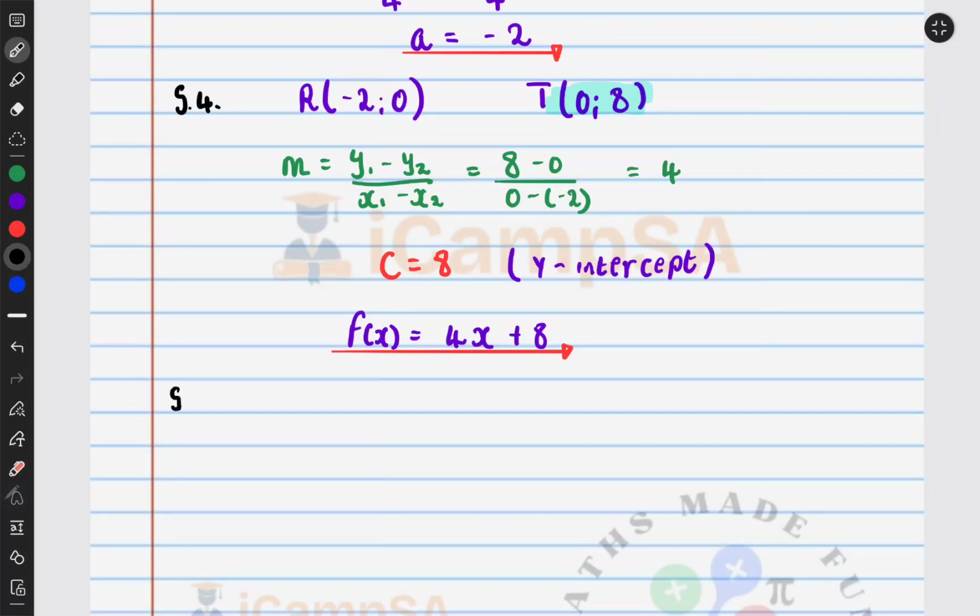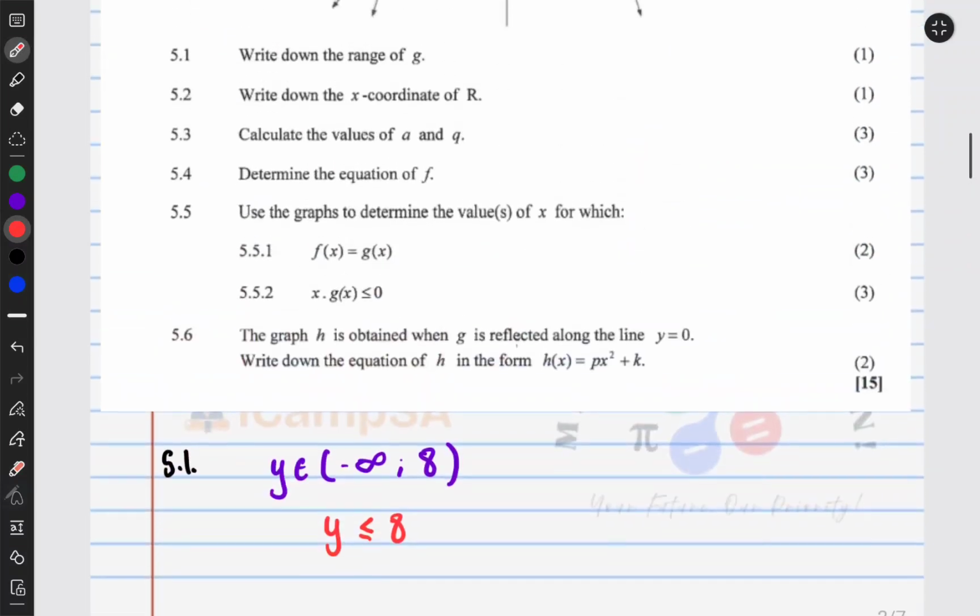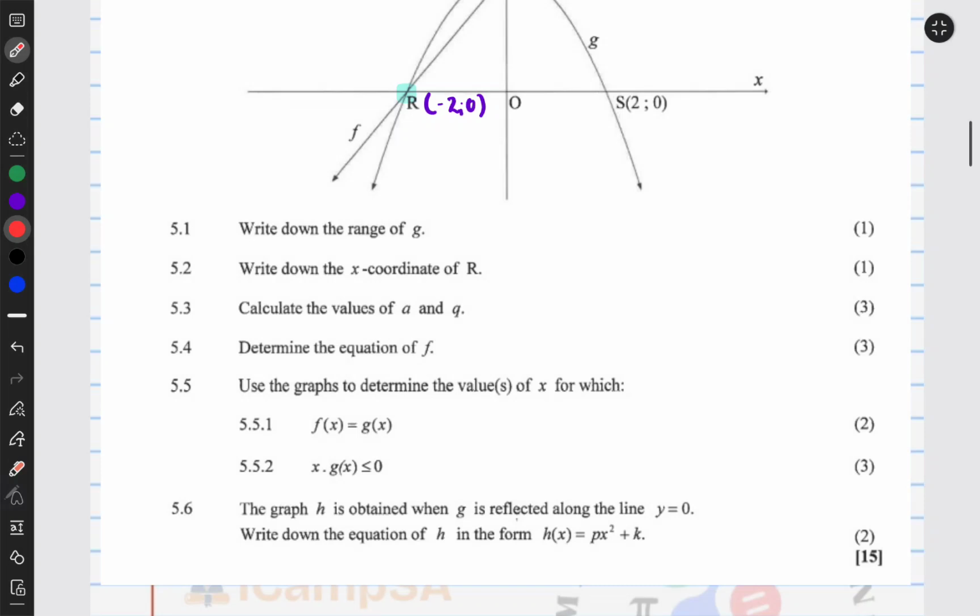So 5.5.1, it's where x is equal to -2 and x is equal to 0. Those are the two points or x values where the functions will be equal, and then use the graphs to determine the values of x for which x multiplied by g at x, g being the parabola, is going to be less or equal to 0.